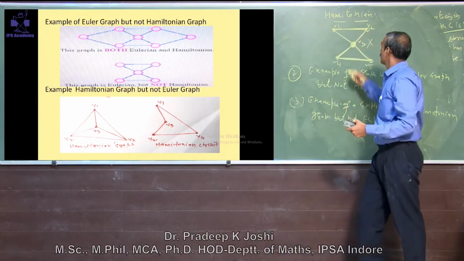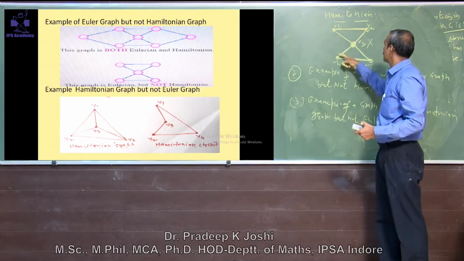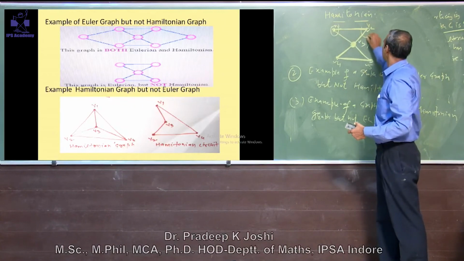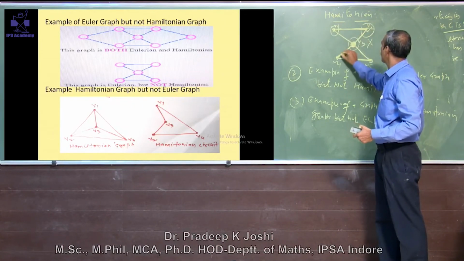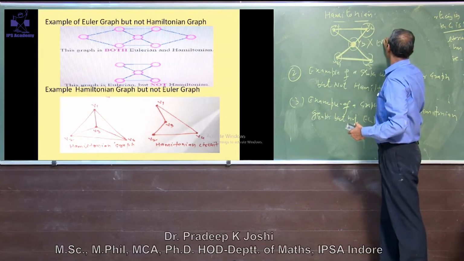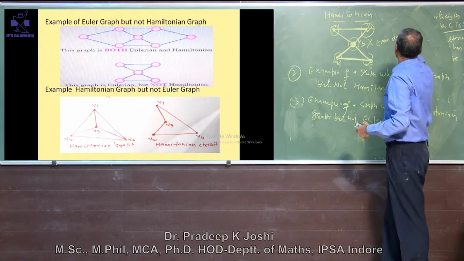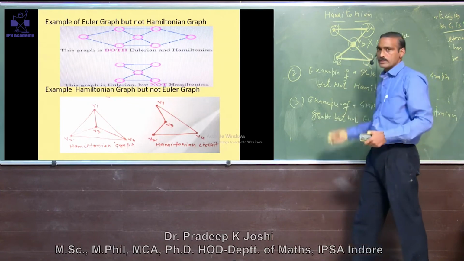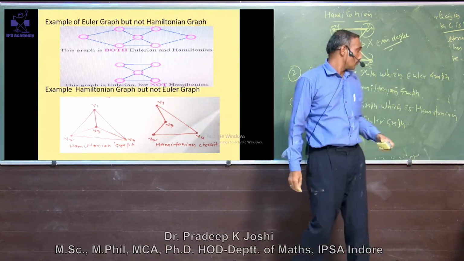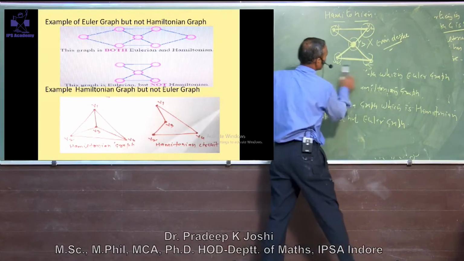Why is this an Euler graph? Just to see, the degree of each vertex is even. V1 is 2, V2 has 2, V3 has 4, then 2 and 2. So each vertex has even degree, so this is the Euler graph. Directly we can check it out. Okay, now this is completed. Then another example.